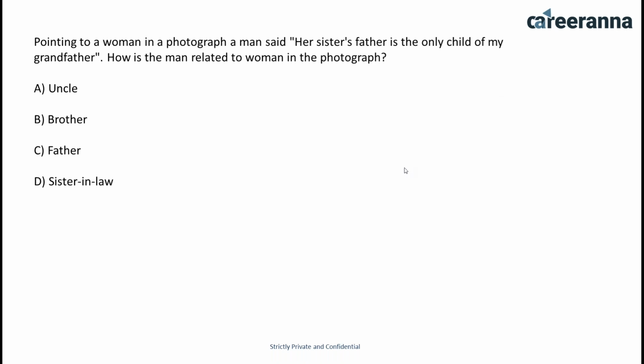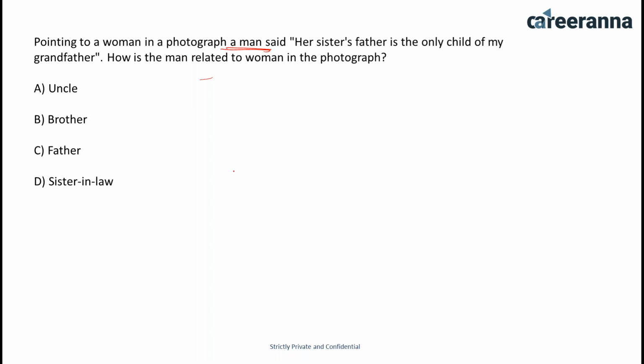Mostly students share the answer option B, and some students are saying option C. So let's discuss this question. Please listen. Pointing to a woman in a photograph, a man said, her sister's father is the only child of my grandfather.